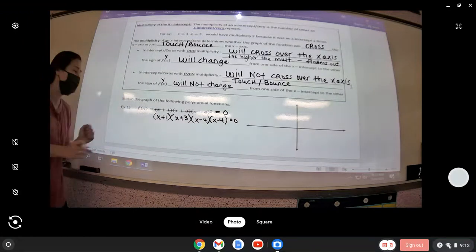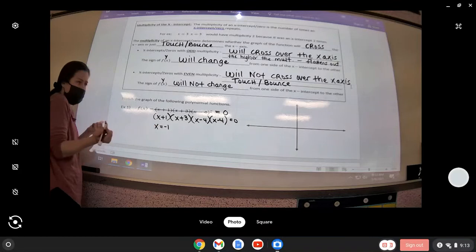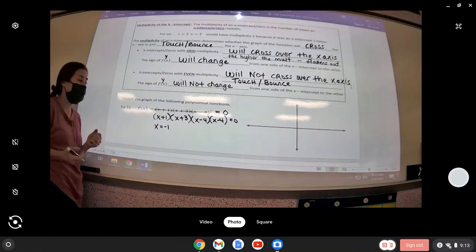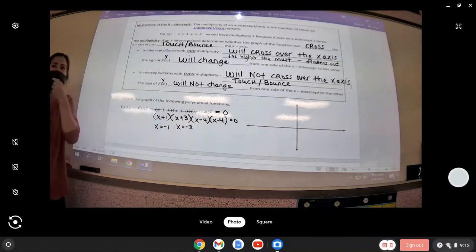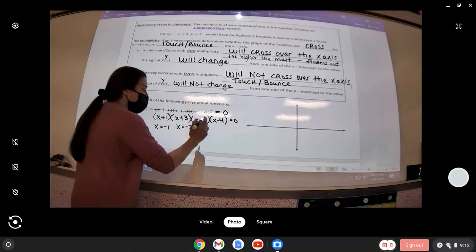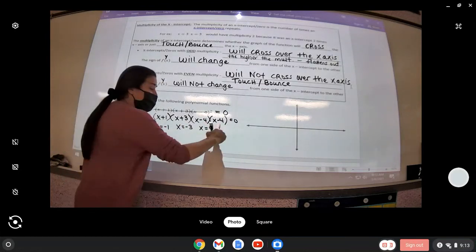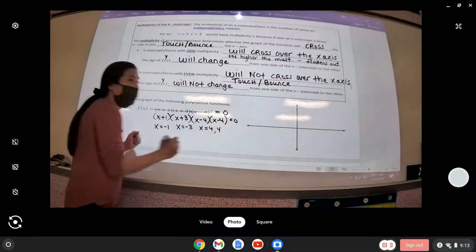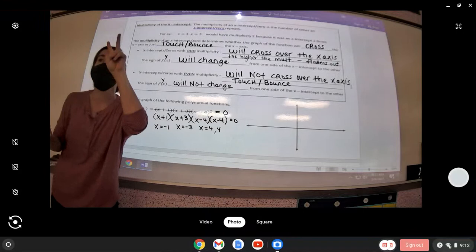All right, here we go. Let's set our factors equal to 0. I'm going to get x equals negative 1. One time, that's normal. We're going to cross right over at that x-intercept. I'm going to get x equals negative 3. One time, that's normal. I'm going to cross right over at that x-intercept. But guys, then I'm going to set this factor equal to 0. I get 4. I'm going to set this factor equal to 0, and I get 4 again. So that is an x-intercept that repeated 2 times.